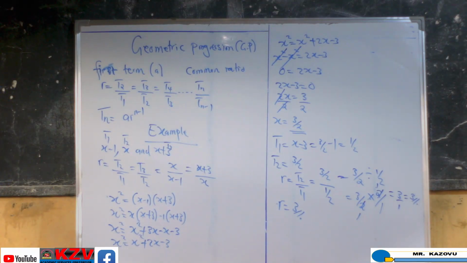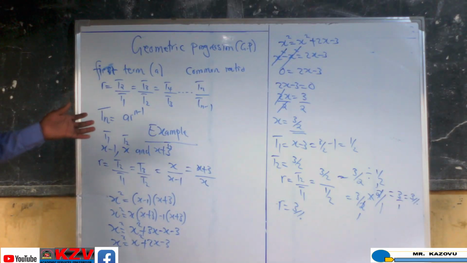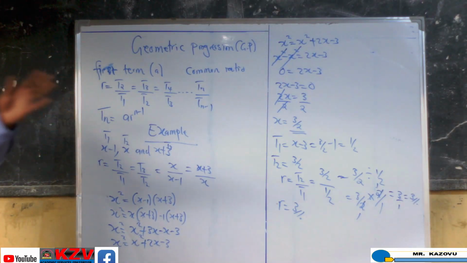The question was about r, the common ratio. T2 over T1. Those are the formulas we should use. Can we call that one a formula? It's okay. Yes, that's what we are supposed to use, because we say the second term over the first term.